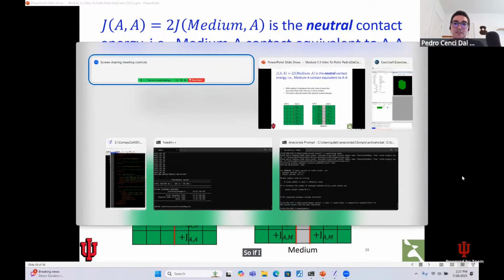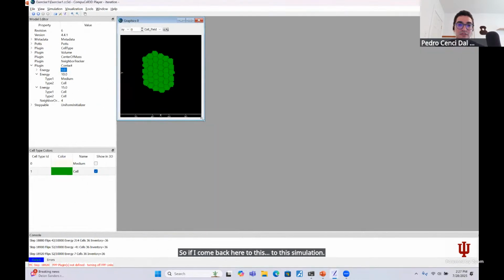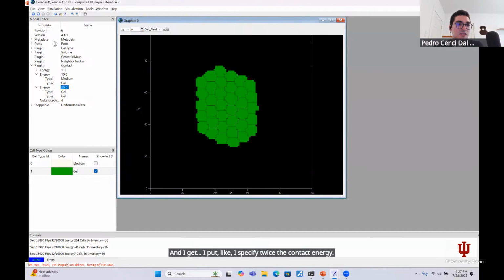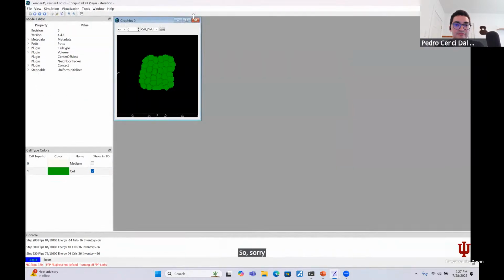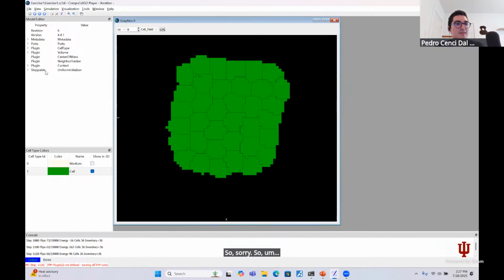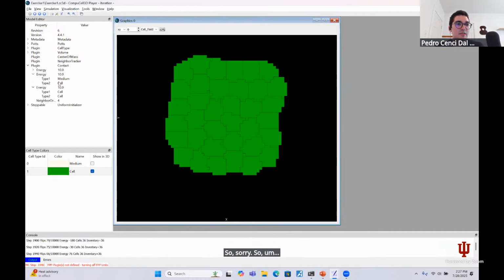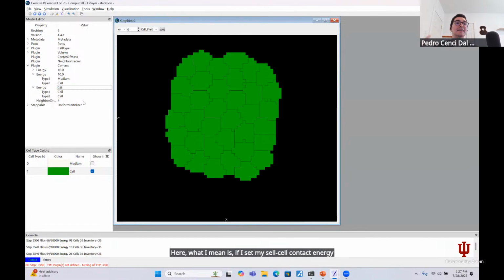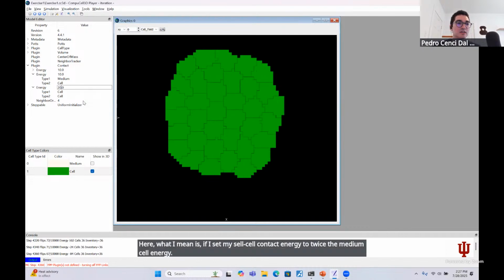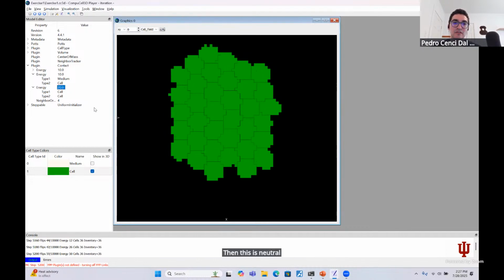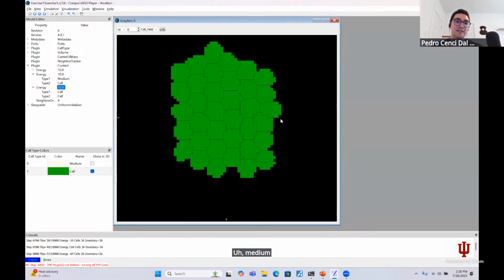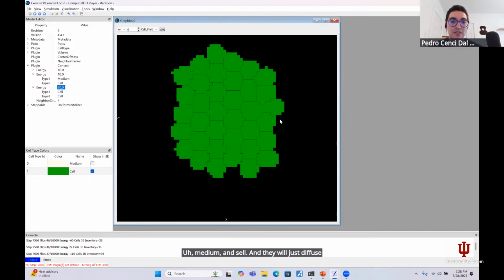So if I come back here to this simulation and I specify twice the contact energy. So sorry, here what I mean is if I set my cell contact energy to twice the medium cell energy, then this is neutral. Then they have no preference between medium and cell, and they will just diffuse. Eventually, they will separate.